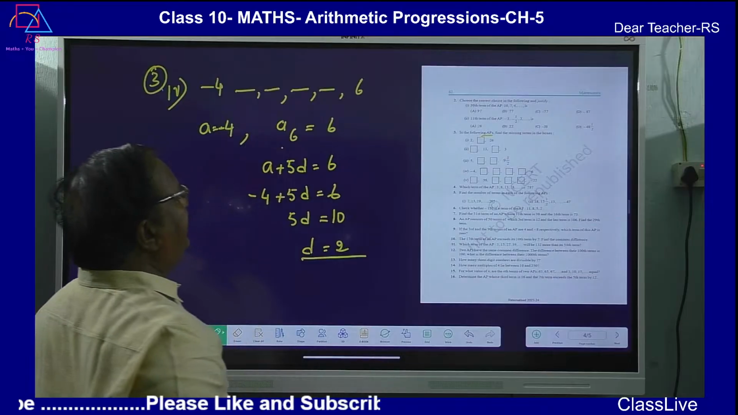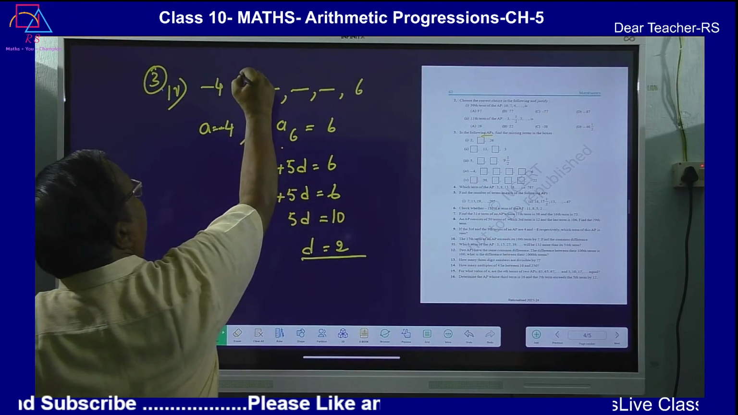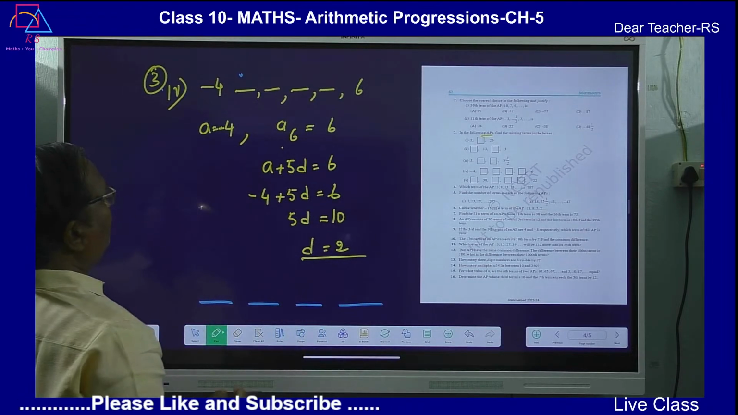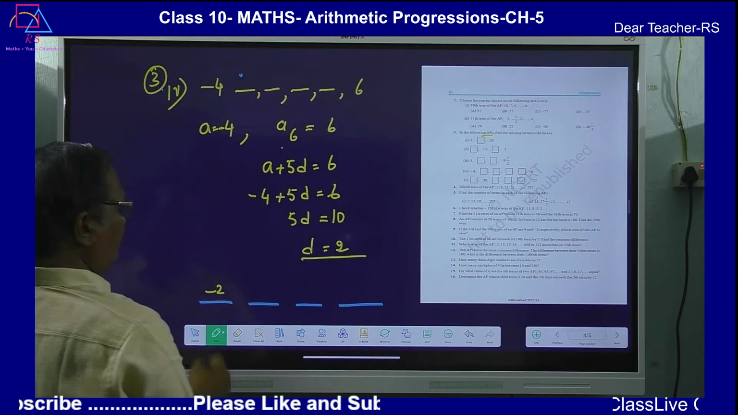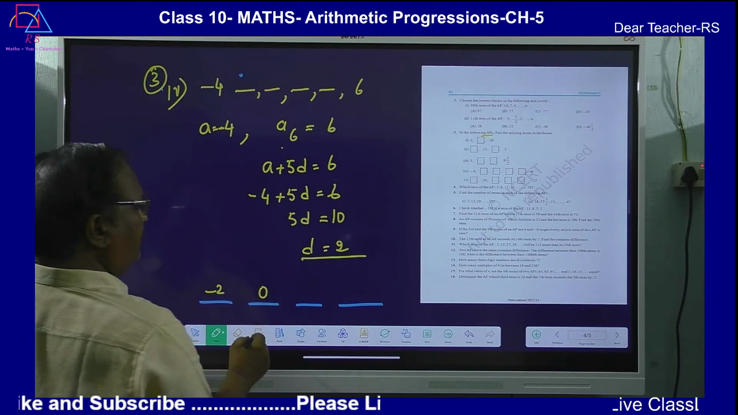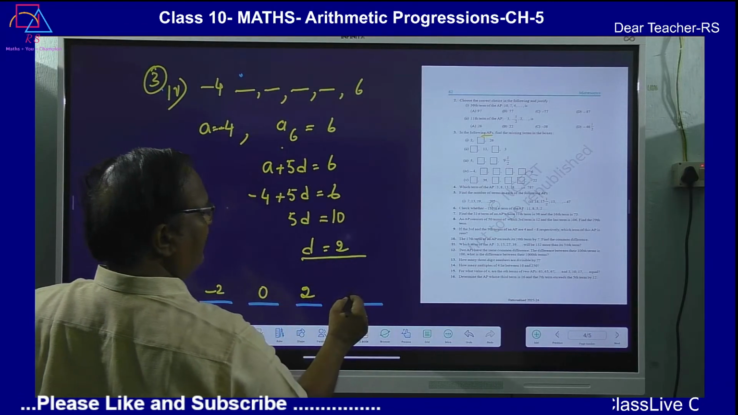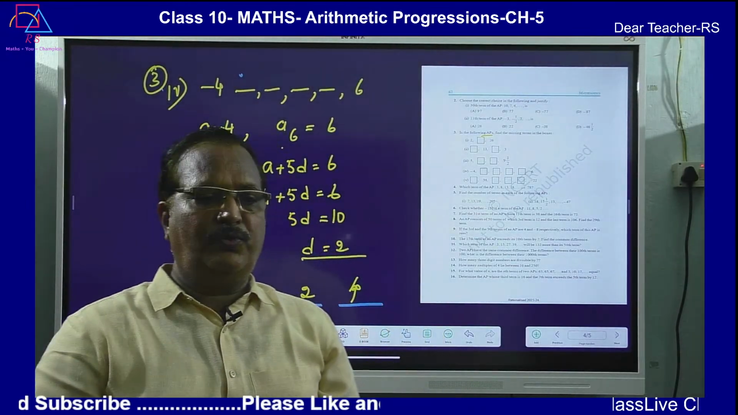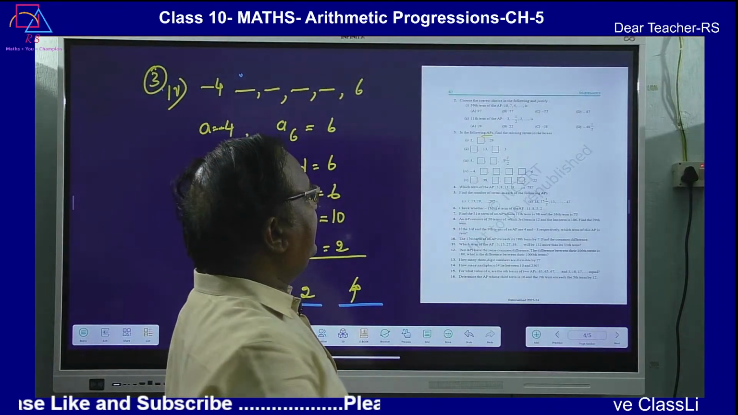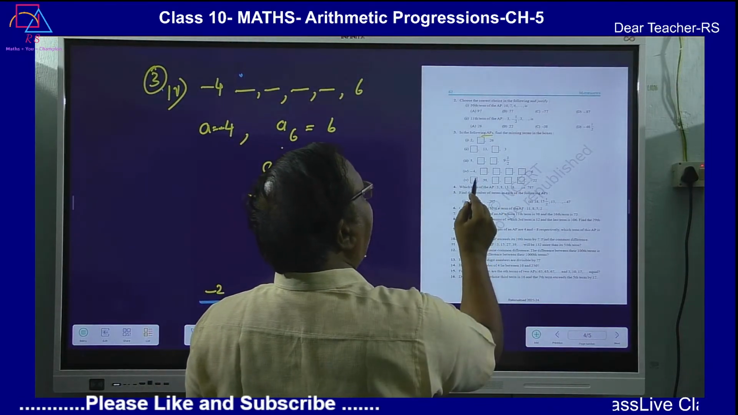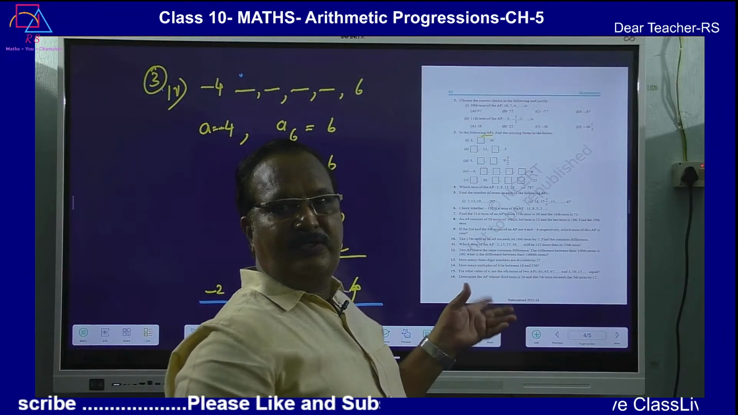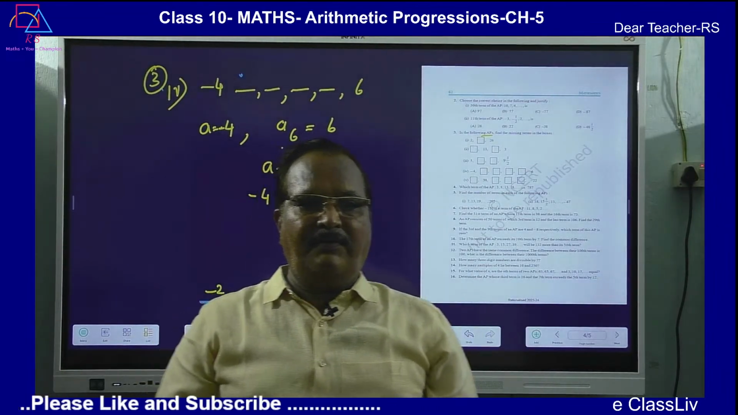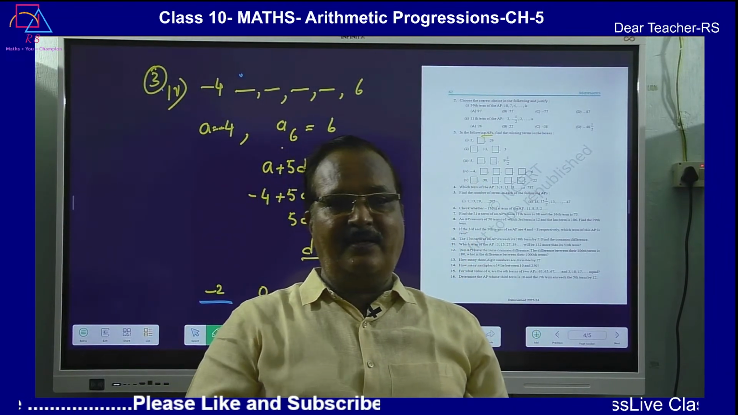So now we got D. Then how much is this? This one I will write in order 1, 2, 3 and 4. So minus 4 plus 2, minus 2. Minus 2 plus 2, 0. 0 plus 2, 2. 2 plus 2, 4. So this is how you have to do. Okay. So for the rest, here also the last term is given and first term let it be x. So you can happily do this third question. If you do not know, I will explain if you give me a comment.